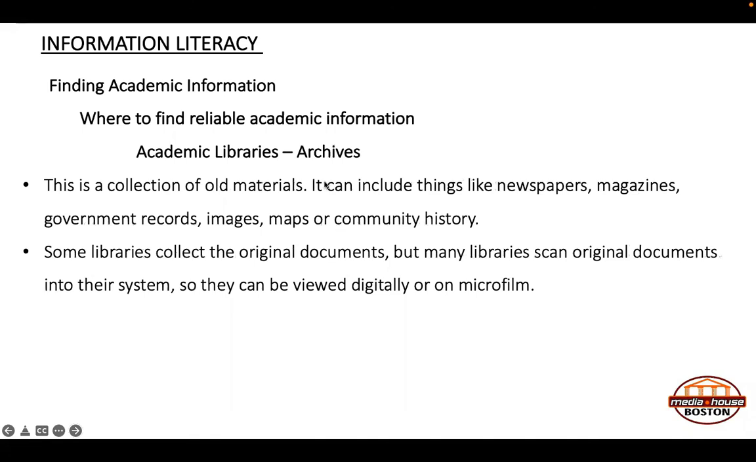Okay, and then we get archives. It's a collection of old material. So it can be anything from newspapers to government records, images, maps, or community history. Maybe Santon Library has archives, but I'm not too sure. Some libraries will have the original documents, but many scan original documents into their system so they can be viewed digitally. This is the great thing about digitalization. We can view these archives that have been from 1970 or 1980, etc.